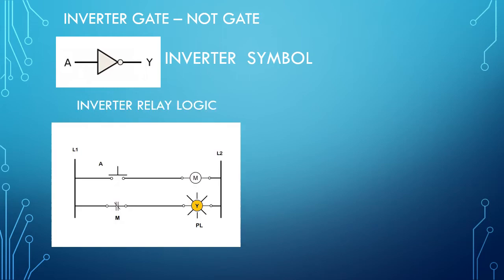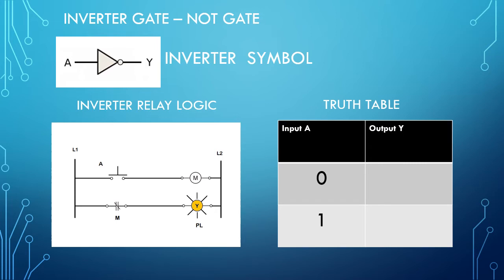Here's the relay logic of using a normally closed contact. And as you can see, when you don't press button A, M coil is not energized, but my yellow pilot light is wired up with a normally closed contact, so it already has power. So the yellow light is on even though I'm not pressing the A button.